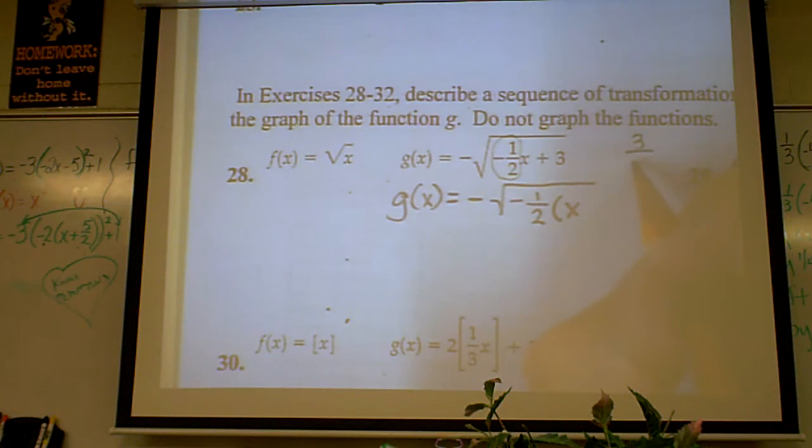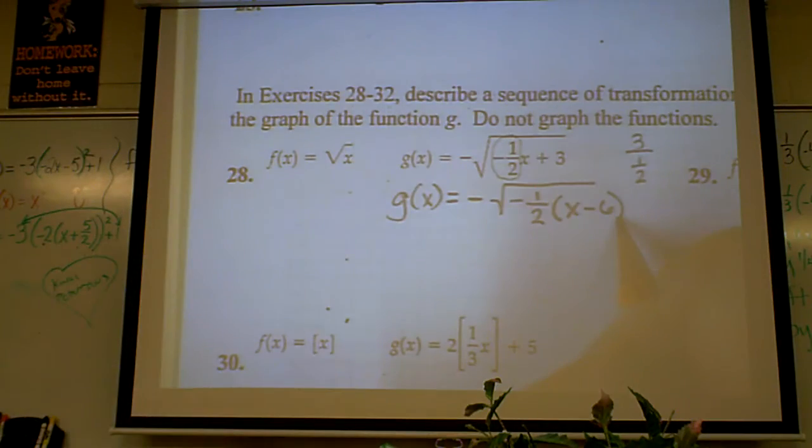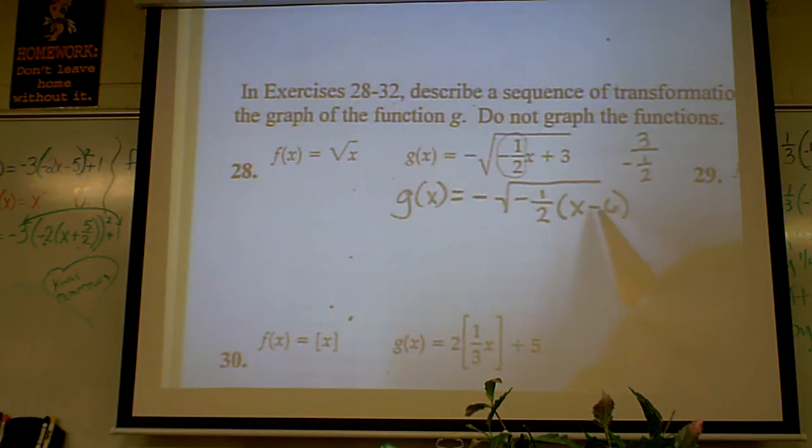What is 3 over a half? 3 times 2 over 1, which is 6. And it's going to be negative 6, right? You're actually dividing, I didn't put the negative there so I didn't confuse you. But you need to understand that a negative times a negative is a positive. Are you with me on that?